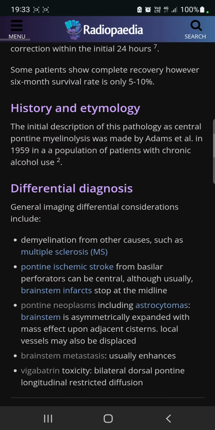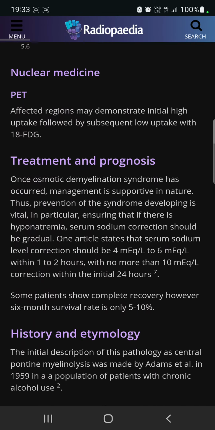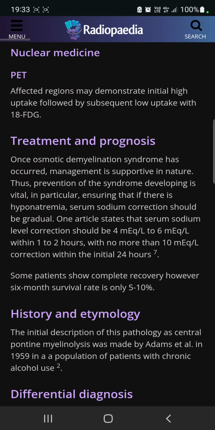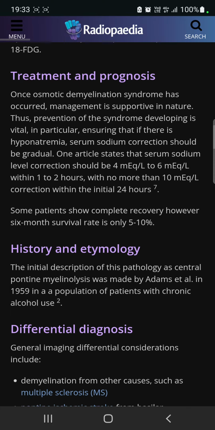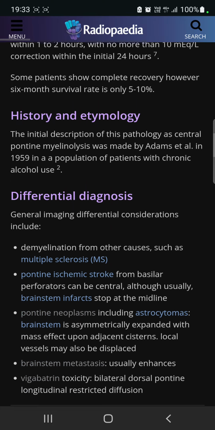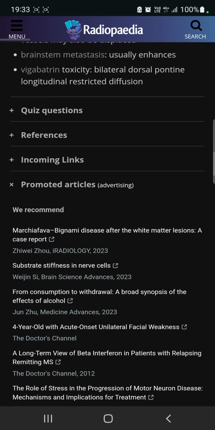So when we're talking about the treatment, after it has occurred, then we just support. We need to prevent it by not correcting hyponatremia too rapidly.